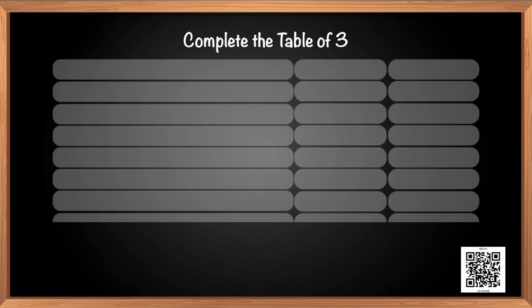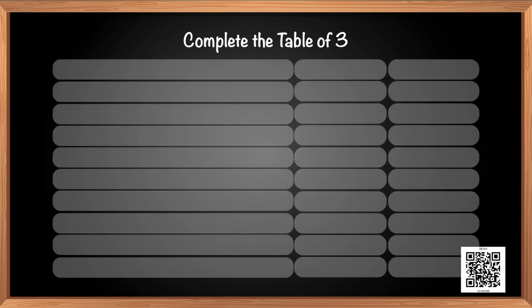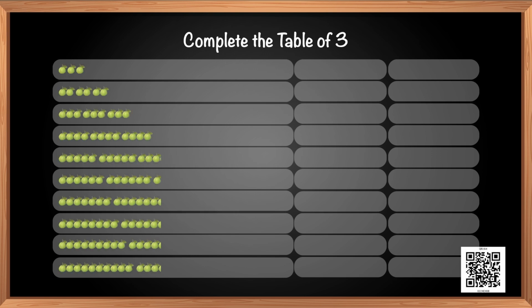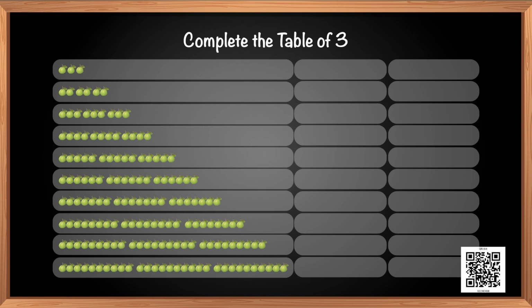Now let's quickly come to the table of 3. Let's complete the table of 3. Are you ready? So here we are going to see 3 groups. Yes. Now in the first one, each group has just 1 guava. So 3 ones are 3. Or we can say it, 3 multiplied by 1 is equal to 3.